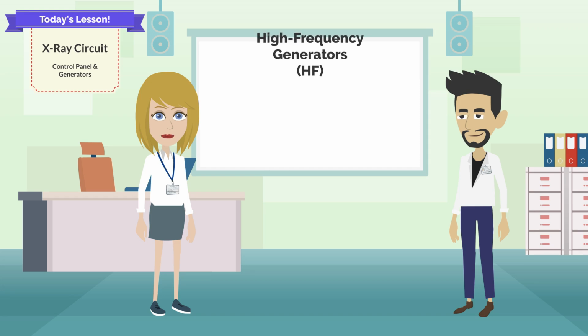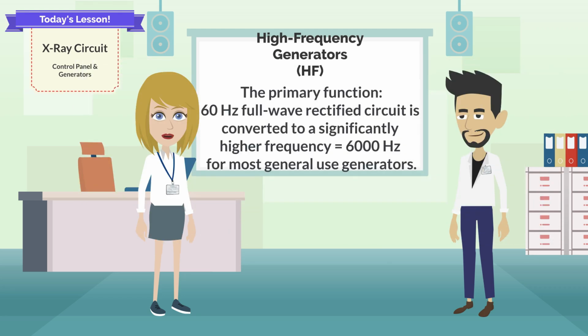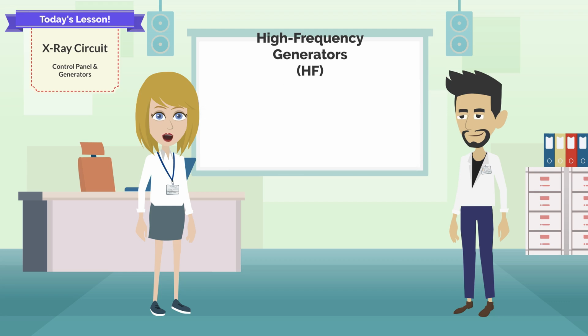High-frequency, HF, X-ray generators are the most common generators used today. They produce X-rays much more efficiently than single-phase or three-phase generators. A single source of AC current, similar to single-phase, is used to power the generator. The primary function that occurs in the complex HF circuitry is that the 60 Hz full-wave rectified circuit is converted to a significantly higher frequency of about 6,000 Hz for most general-use generators. The highest powered HF units can convert the frequency to as high as 100,000 Hz.